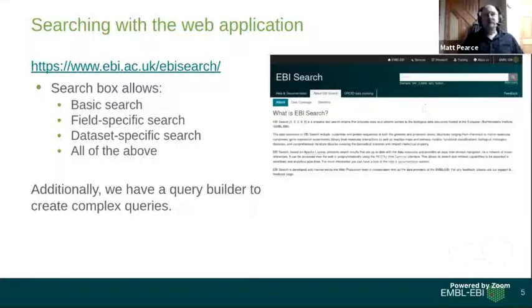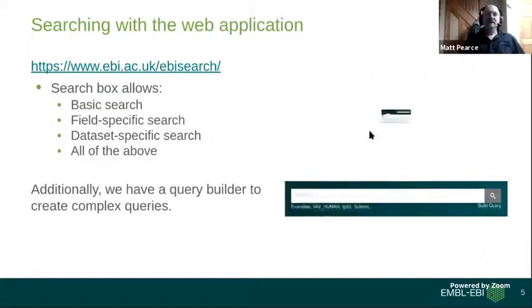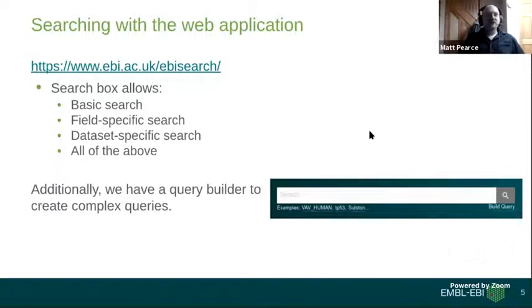In terms of searching with the web application, you can see here, this is the search front end. This is what you get when you go to the EBI search page on the EBI website. We have a search box in the top right corner, which allows you to do basic searches, field-specific searches, searches that are specific to individual data sets, and all of the above. Additionally, we've also got a query builder for creating complex queries if you need that kind of functionality.